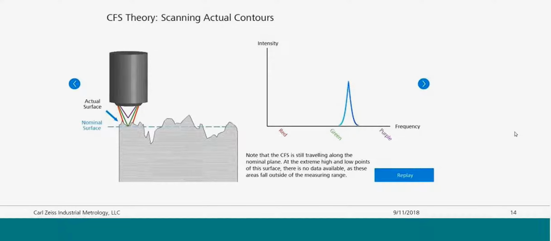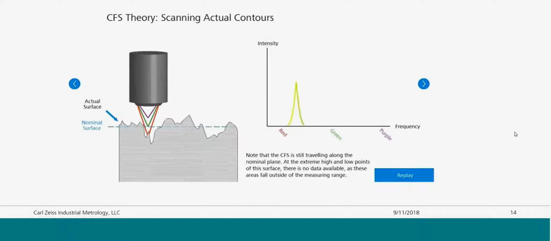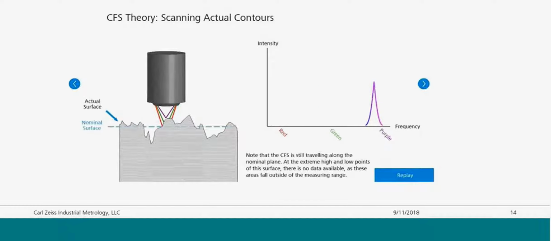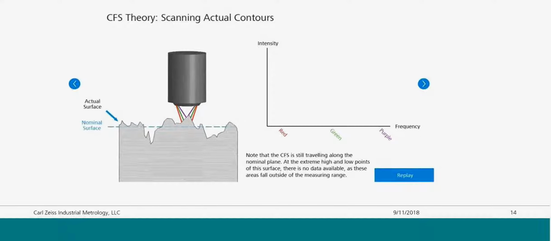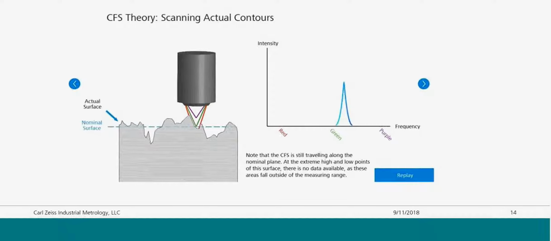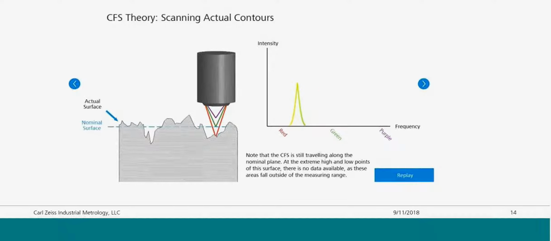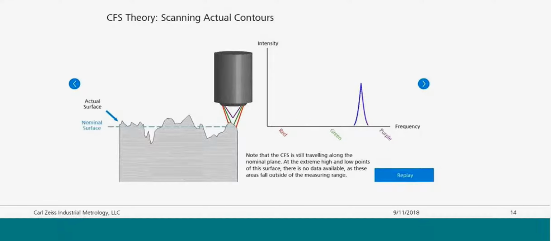Now, an actual surface is not going to be flat like that. We're going to have these rough peaks and valleys we're traversing. So you can see as the sensor moves across that surface, depending on how high the peak is or how deep the valley is, a different color of light will be reflected into the sensor, and we're able to get information on form deviations of that surface.